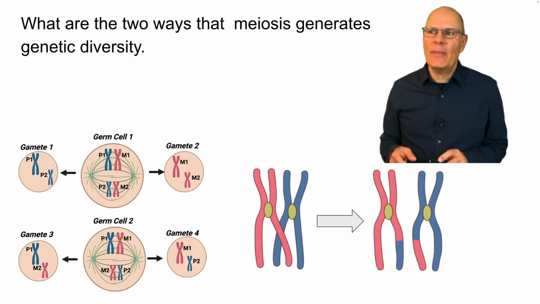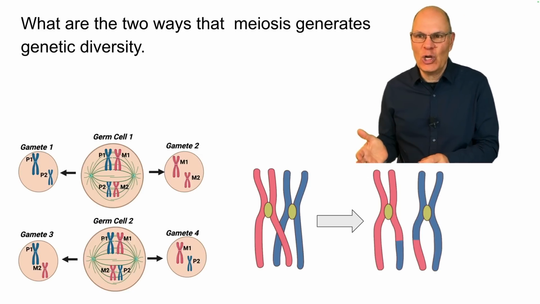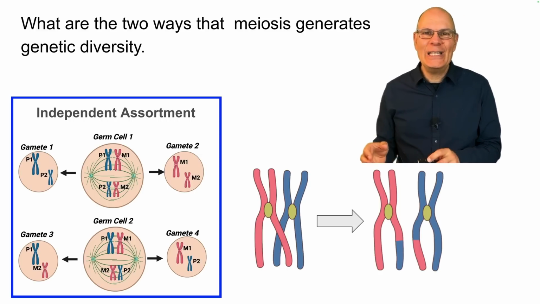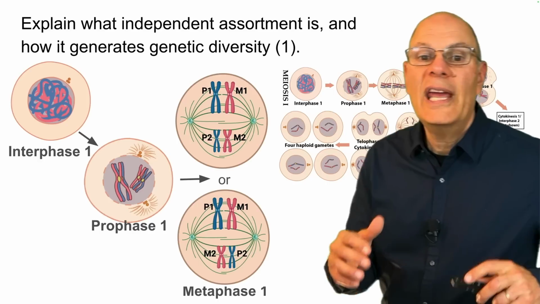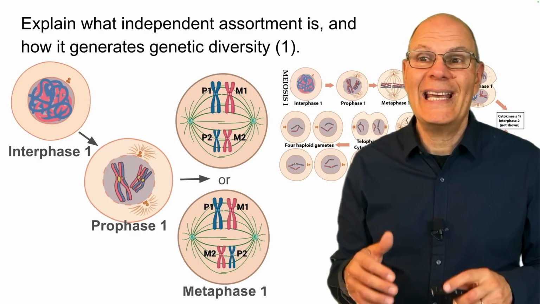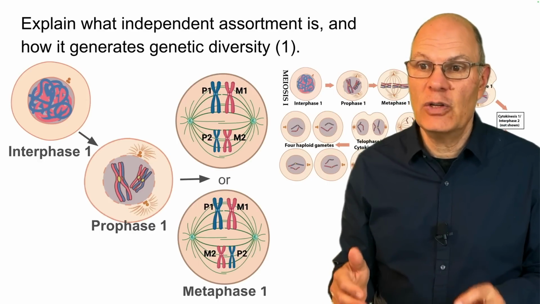How meiosis creates variation. What are the 2 ways that meiosis generates diversity? They're shown here. The first is independent assortment. The second is crossing over and genetic recombination. We'll explain both of those now. Explain what independent assortment is and how it generates genetic diversity.